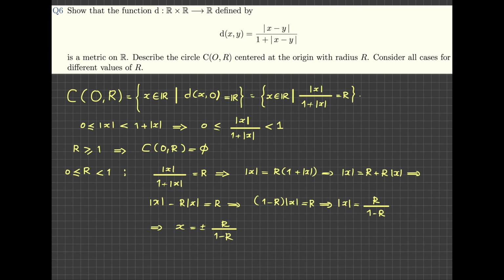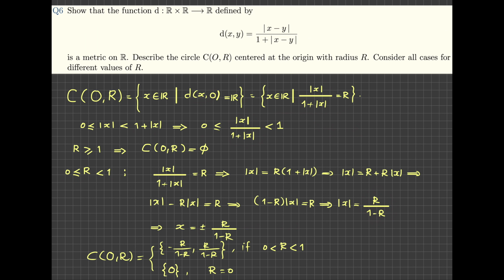Of course, in the extreme case that R is equal to 0, both signs plus or minus give rise to the 0 value. So we can say that C, O, R is equal to the set consisting of these two elements, minus R over 1 minus R and R over 1 minus R, if R is strictly between 0 and 1, and it is just 0 if R is indeed equal to 0. So we actually answered the problem in all cases.